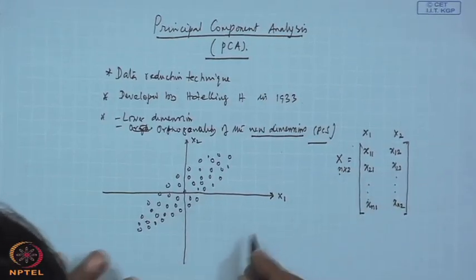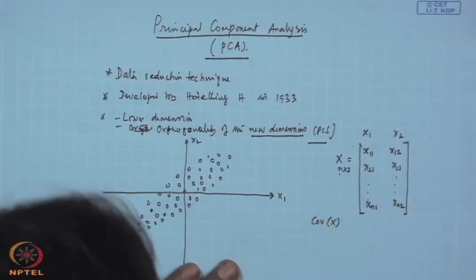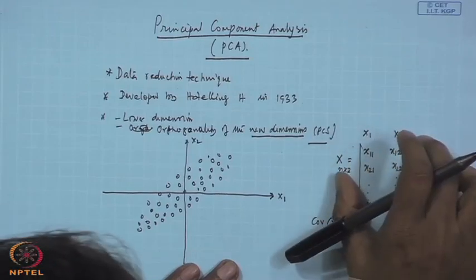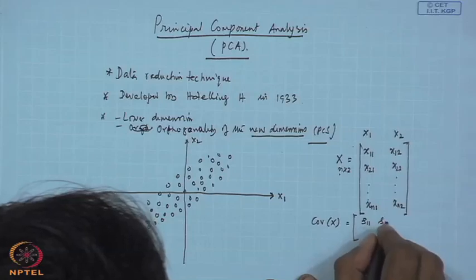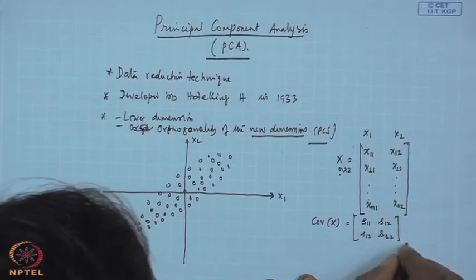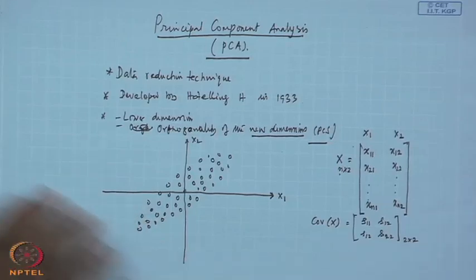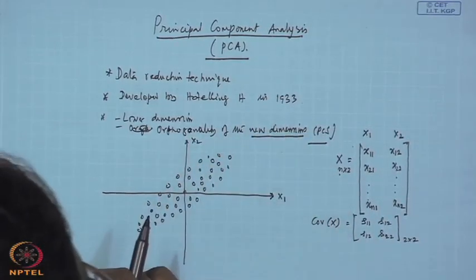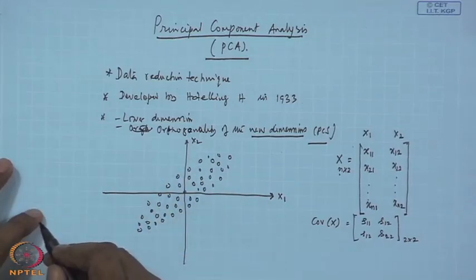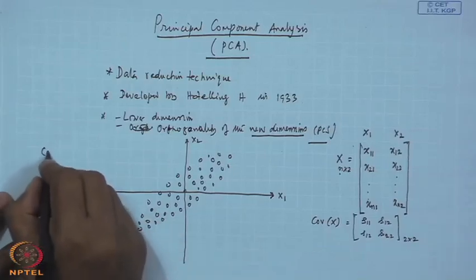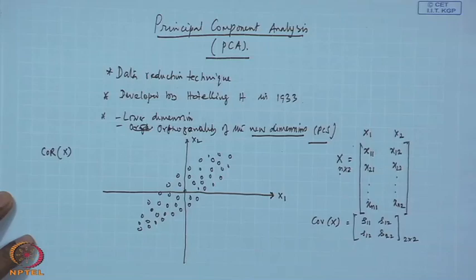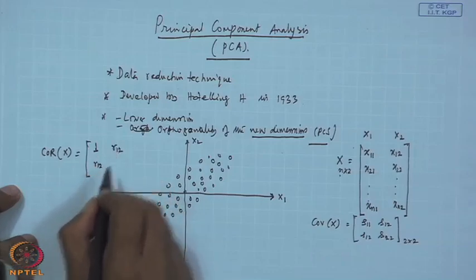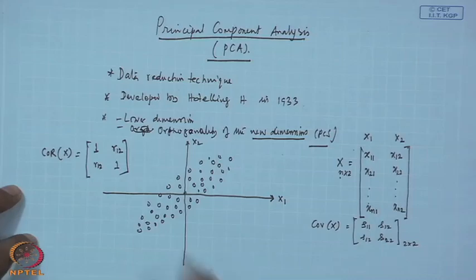Now, if you compute the covariance matrix of X, as we are talking about a sample we have collected, this will be S11, S12, S12, S22, a 2 cross 2 matrix. This scatter diagram shows that there is a relationship between x1 and x2. If you calculate the correlation matrix for X, you will get certain correlation coefficients. This will be your correlation matrix, 2 cross 2.